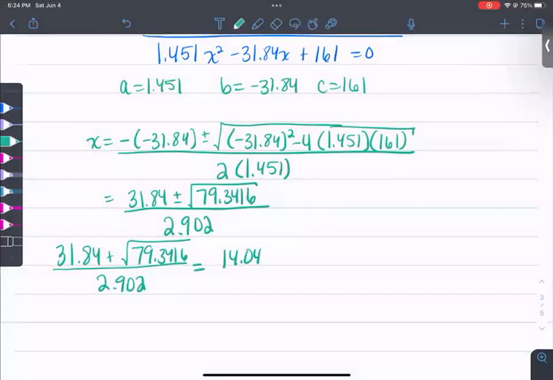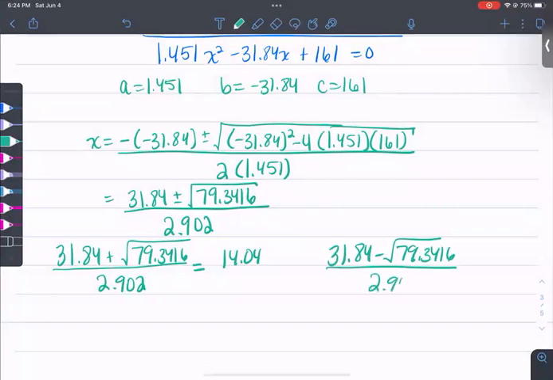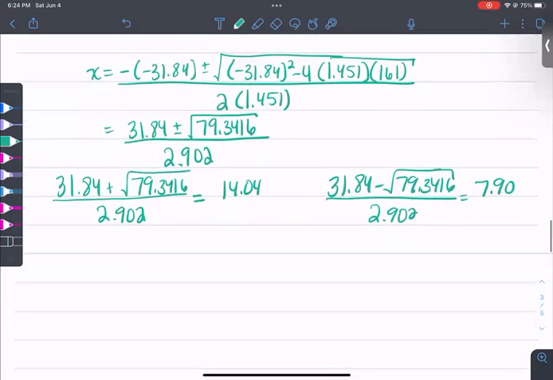Okay, and then the other answer with minus gave me 7.90. So what's happening in this situation? We have a positive discriminant. So we know that that means our graph crosses the x-axis twice, so it has two solutions. So it could look something like this. I'll graph it over here to the side.